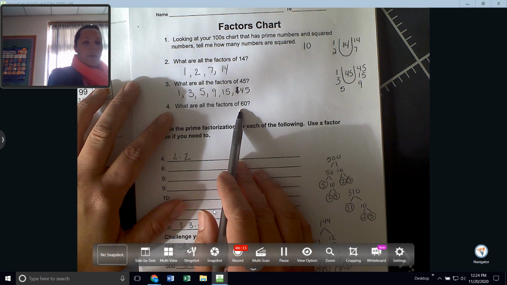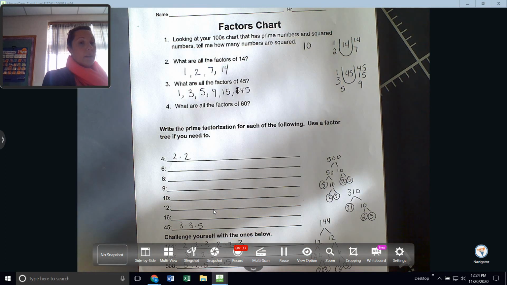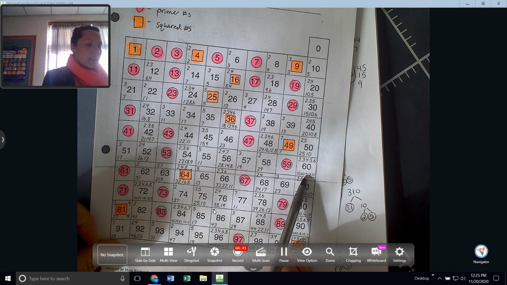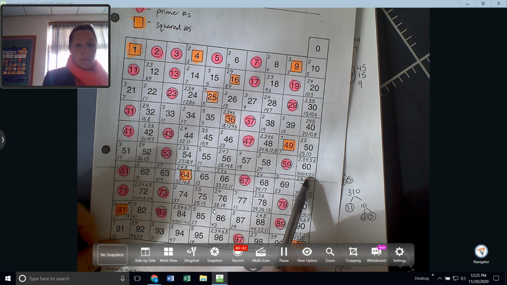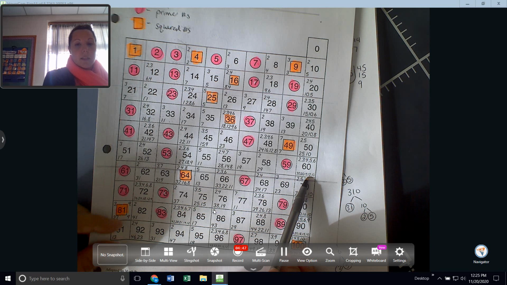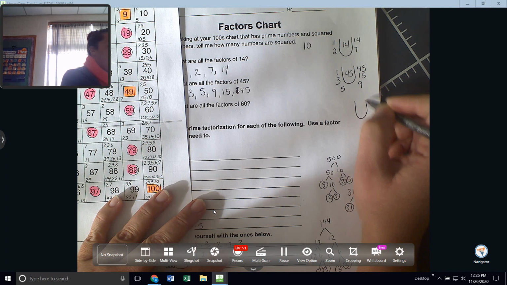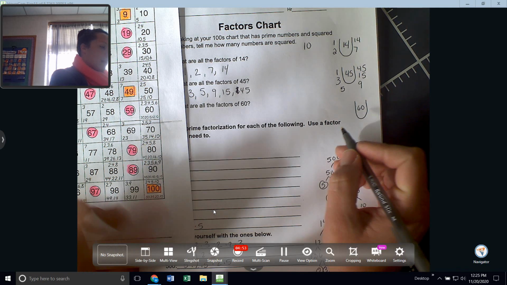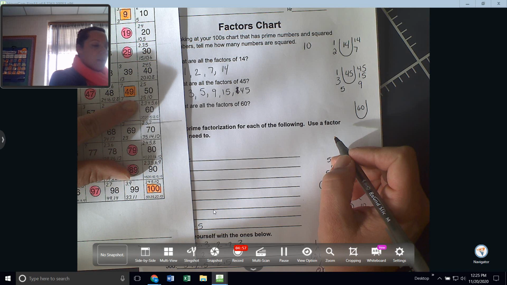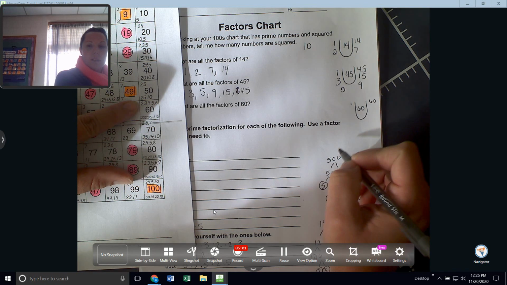One more. What are the factors of 60? Don't forget, if you have this chart, you can find 60. There's lots of them. You would write those all down, plus 1 and 60. But I'm going to do a U. With 60, I'm going to have to write a little smaller. Okay, so 1 and 60.